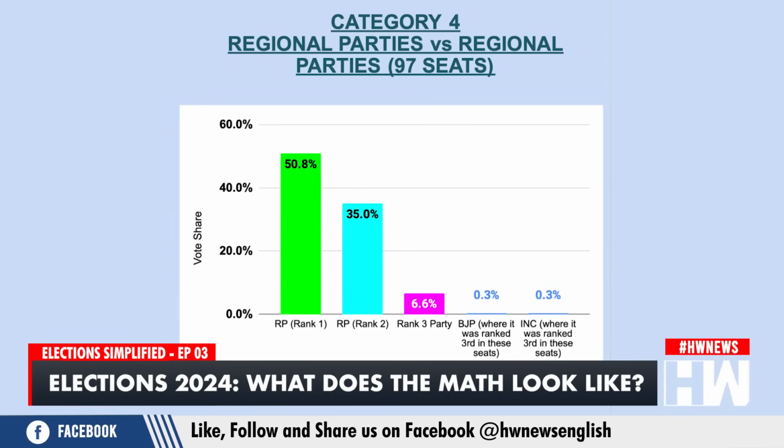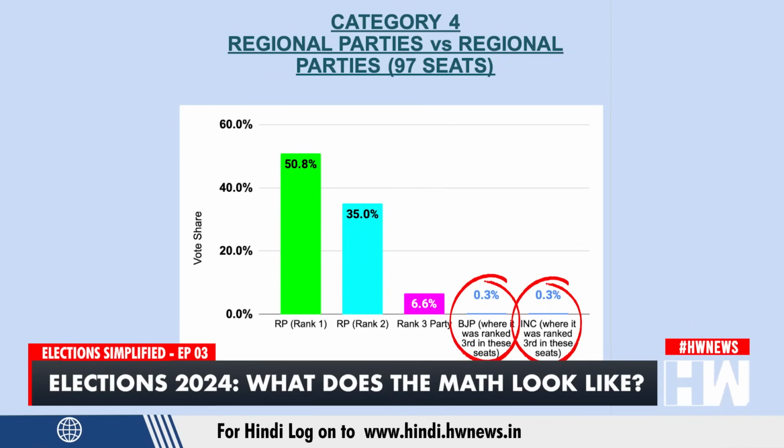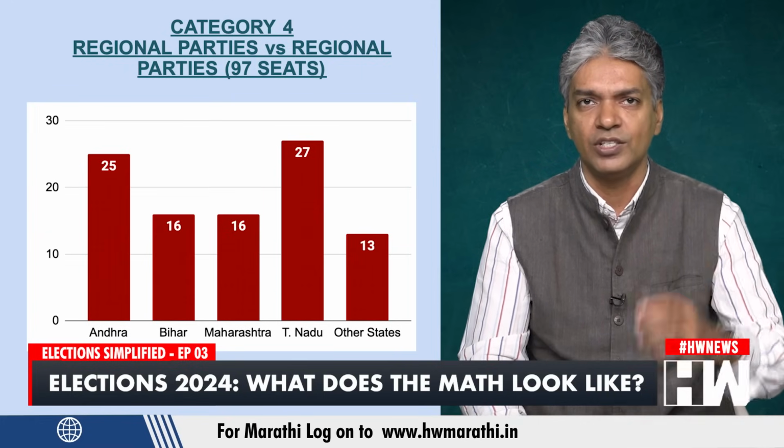The Congress and the BJP were third on 9 and 5 seats respectively, with a meager vote share of 0.3% each. So it is the regional parties which are dominant here, and they are likely to play the role of kingmakers here. Where are these seats?